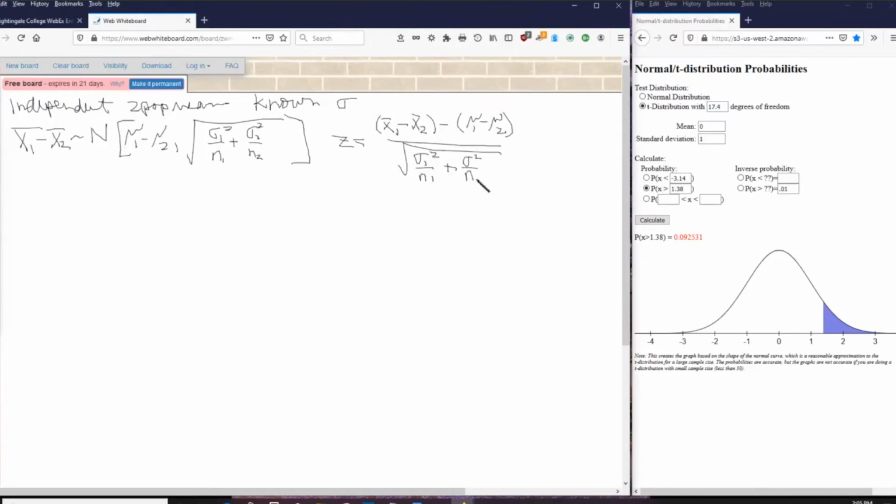And if you watch the Khan Academy videos, you can walk through how these different formulas are derived. And then generally, our mu1 minus mu2 is going to equal 0. Okay, so let's do an example.